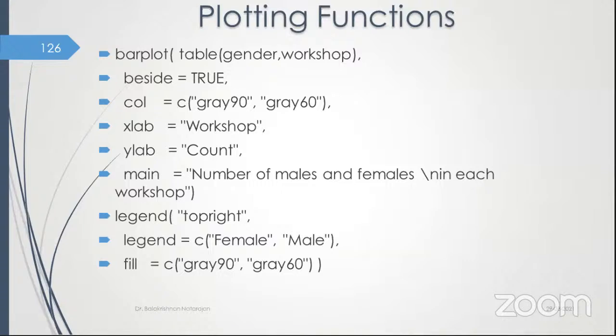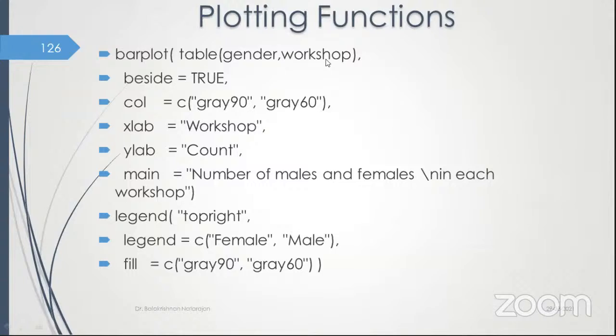Regarding the bar chart, similarly, you can also plot the bar plot. So gender means male and female, and workshops means that in an institution there might be several departments, and each department's faculty will be engaged in different types of workshops. That is the data, this workshops.